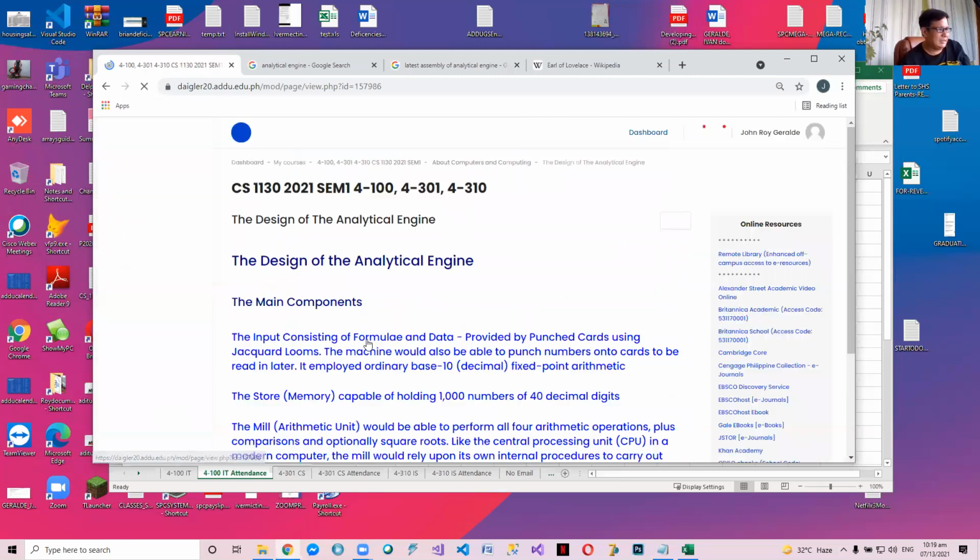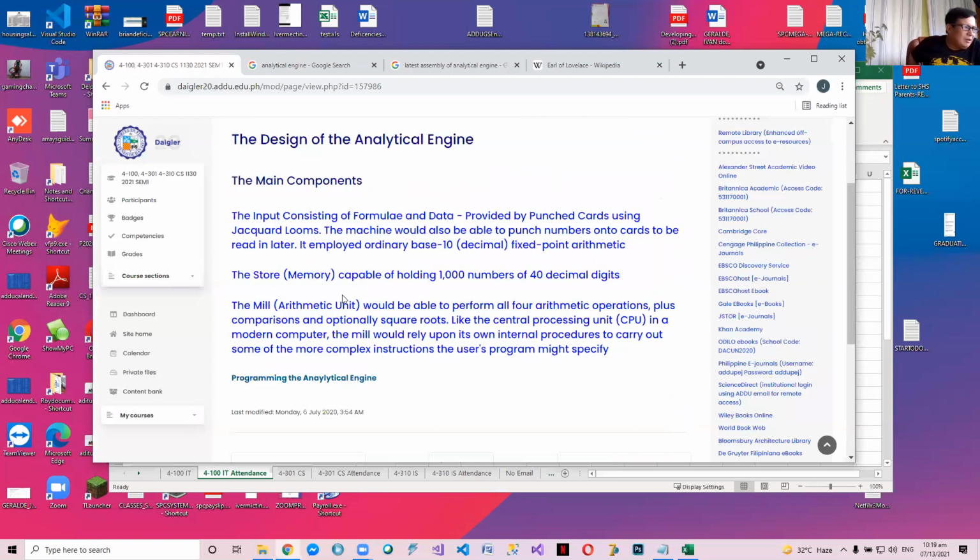The design of the analytical engine. So, when you have a computer program, the input consists of a formula and the data to the formula. Like for example, when you compute the area of a circle, pi r squared. That's a formula, which means 3.1415 times the radius and times the radius again. The formula is pi r squared. The data is 3.1415 and the value of the radius.